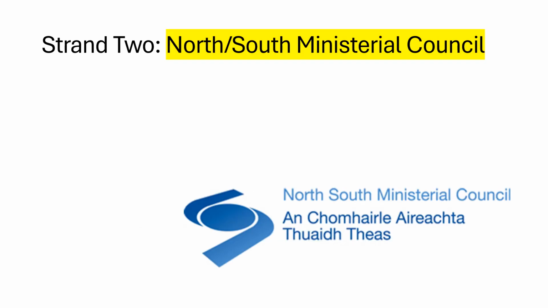Strand 2 is nice and easy to remember. It's nice and short and sweet. It again is focused on the island of Ireland, relations between the north and the south, north-south links. And what it sets up is a new north-south ministerial council. Very much what it sounds like. A council, an area where ministers from the southern government and the northern government can come together to work together.